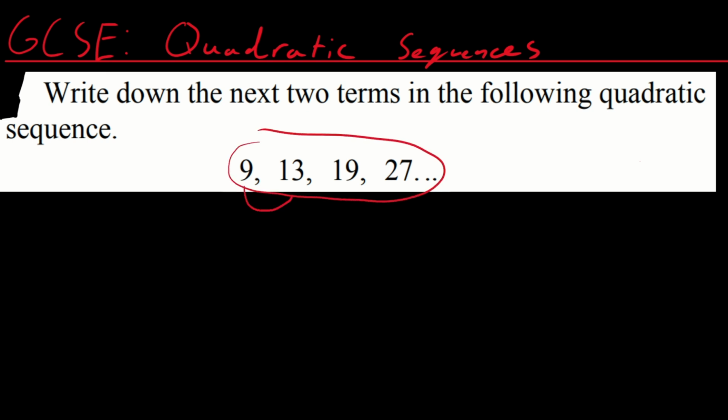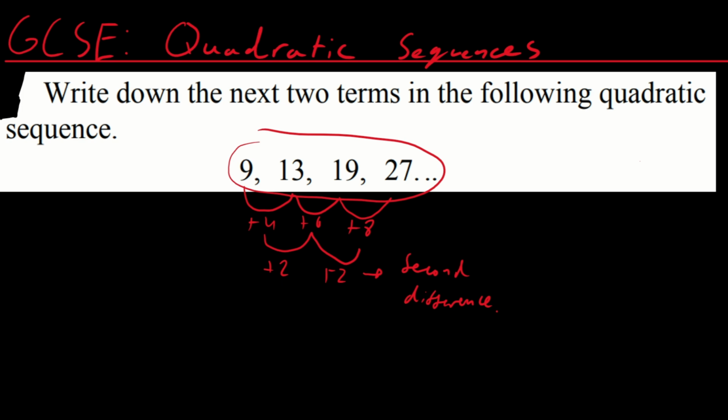From 9 to 13, you have to add 4. From 13 to 19, you have to add 6. From 19 to 27, you have to add 8. You see that they always increase by a certain number, and this certain number is 2. You can call this certain number the second difference.